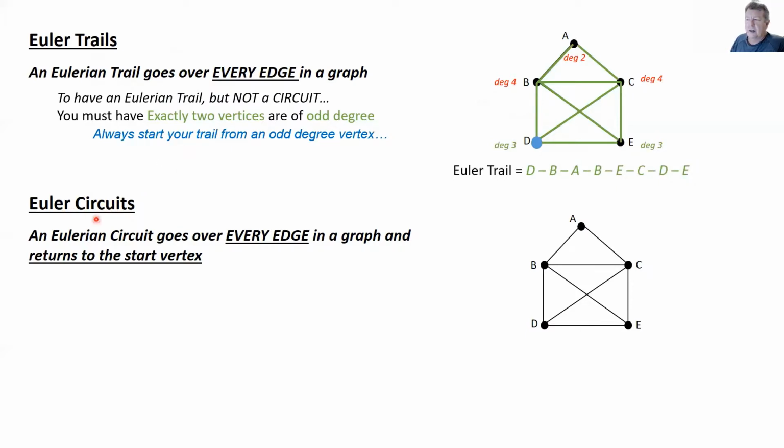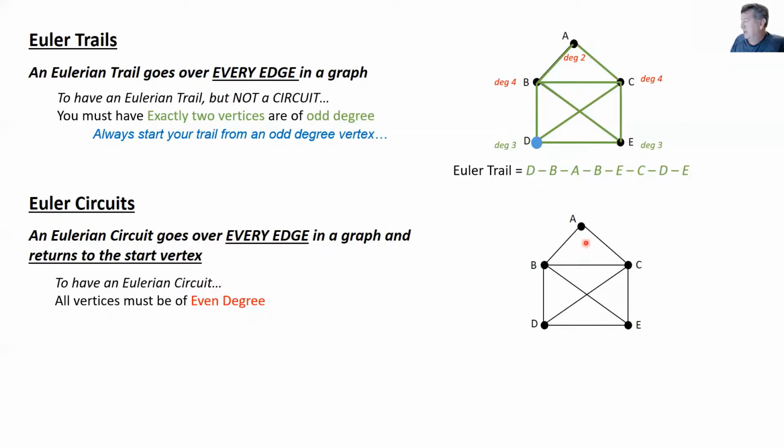An Euler circuit, however, goes over every edge, which is the same, but then returns to the start vertex. So to have an Euler circuit, this one's slightly different. Not any odd degree vertices. All vertices must be even degree.